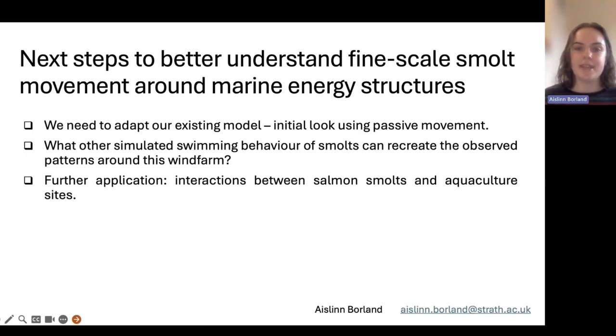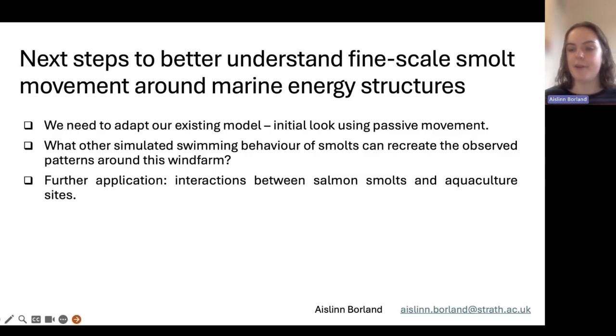Basically, we need to adapt the existing model. We had that initial look using passive movement, but now we need to consider what other simulated and more likely swimming behaviours of smolts can recreate the patterns of movement seen from the telemetry around the salmon farm. This can also be compared to other telemetry data that we have.